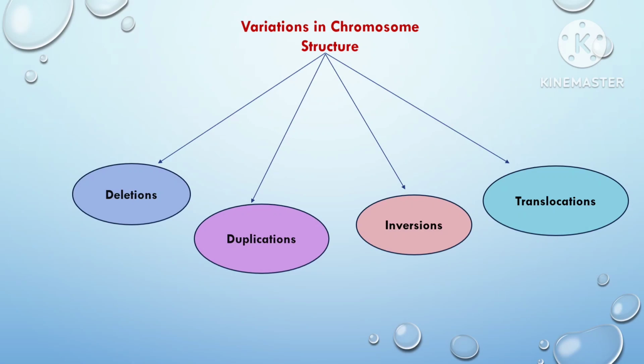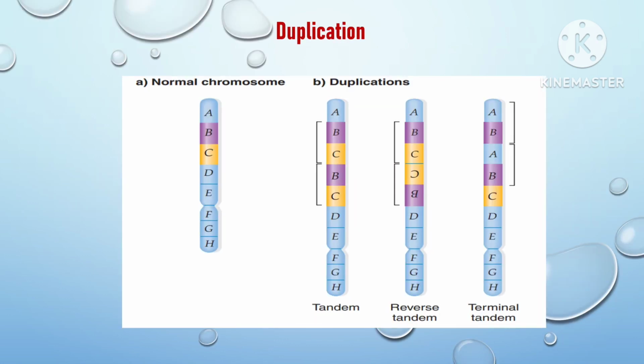In the previous video I already talked about deletion, and in today's video I am going to cover duplication, inversion and translocation. So let's start. From the name duplication, we can understand that it is something doubling of a segment. Normally, duplication means doubling of a segment of a chromosome.